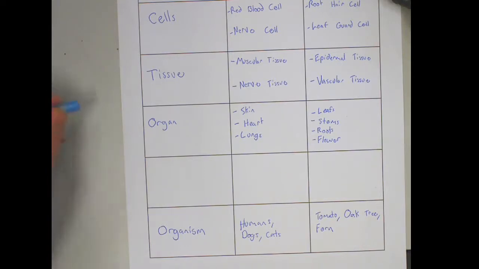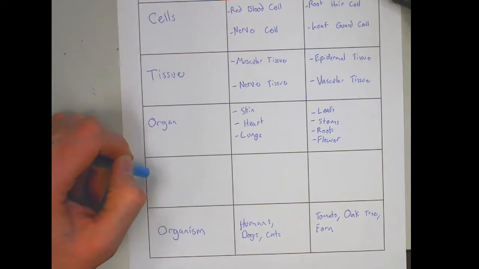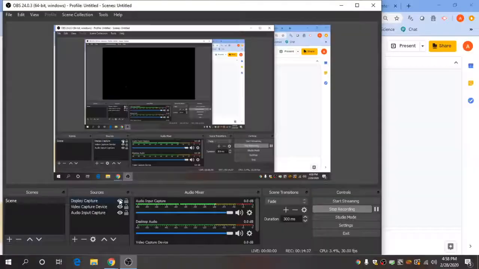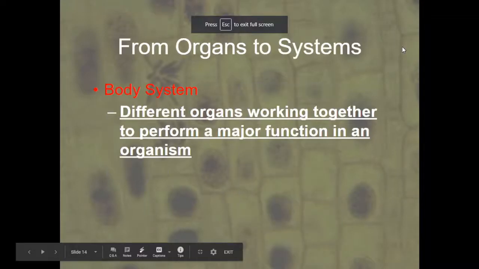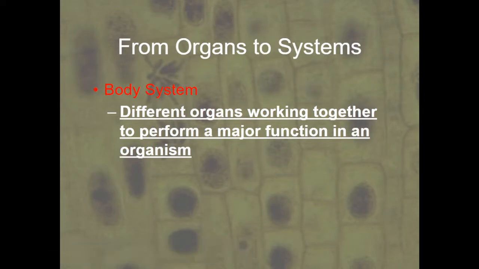So let's go ahead and go down to the last one, hey? We're almost there, home stretch. Okay, so organ to systems. So what we can say is we've got a body system. I've also heard it sometimes called an organ system. Either is fine, but we're going to call it body systems just so we're all clear on this.